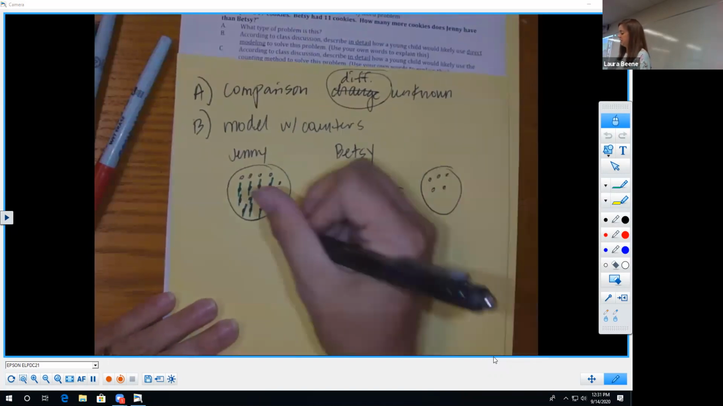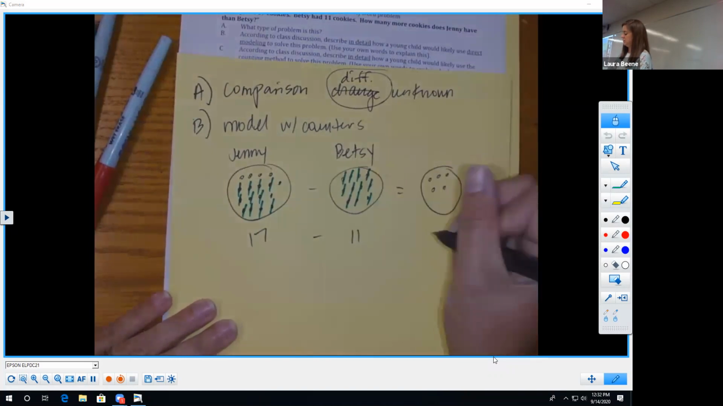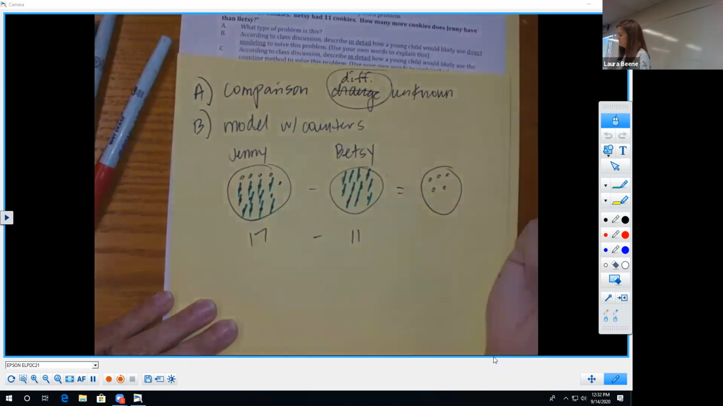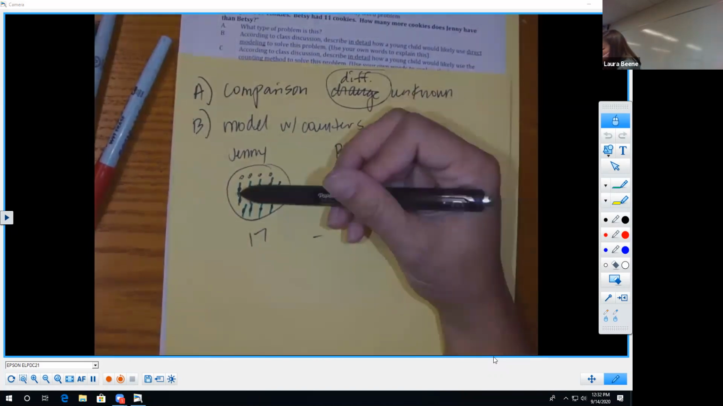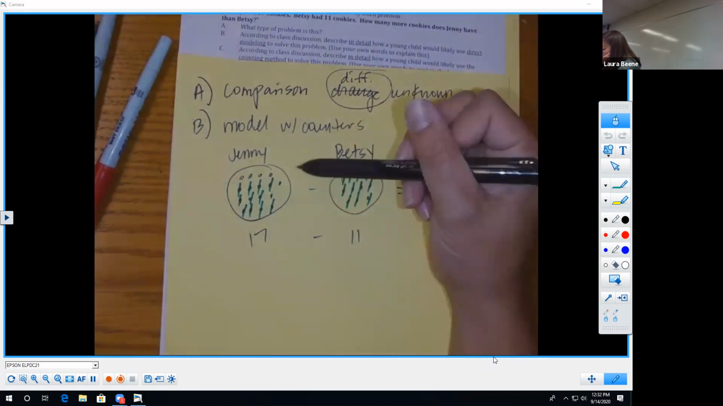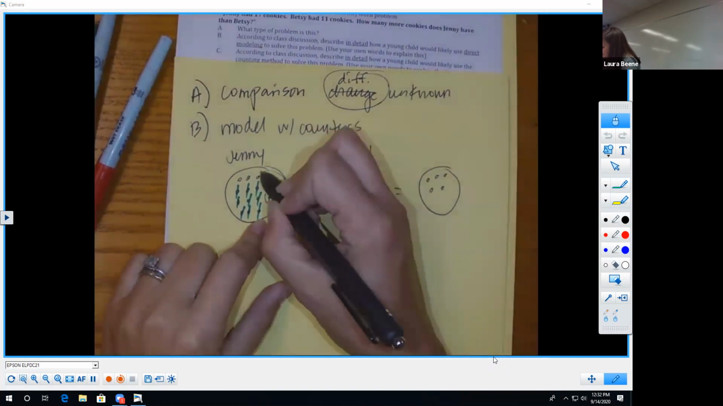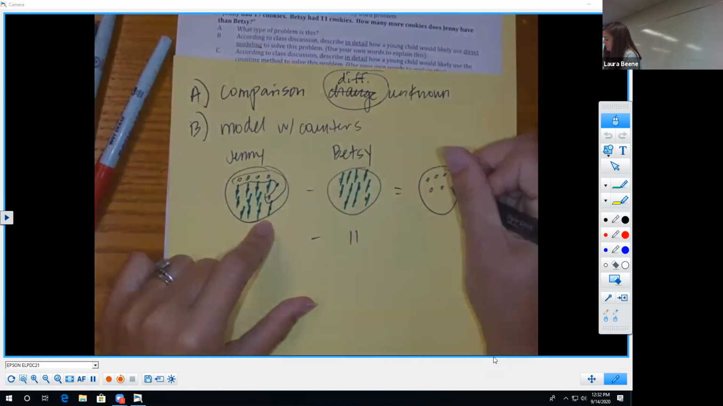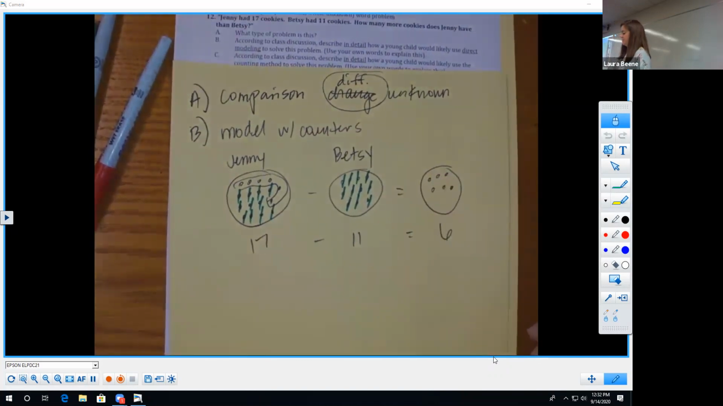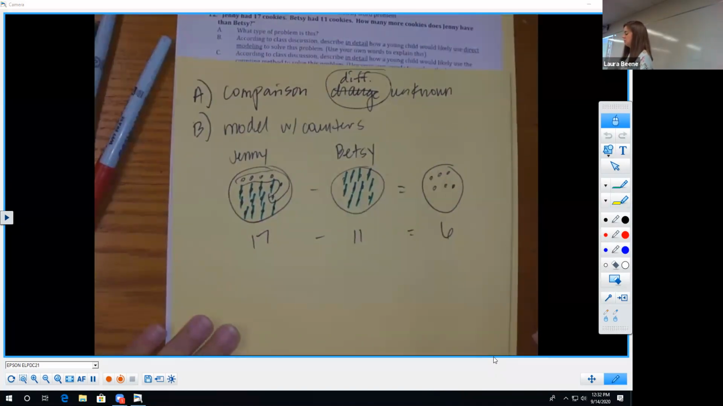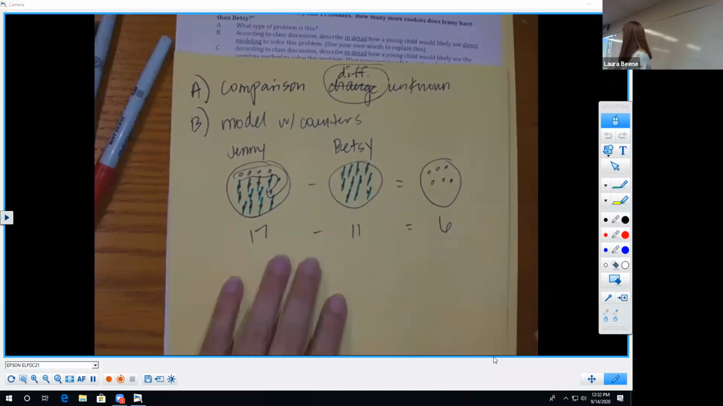So yeah, the answer would be 17 minus, I said 5. It's supposed to be 6. What did I do? Oh, here's one down here. I didn't see this one. It's supposed to be 6, there we go. Okay, so Jenny has 6 more than Betsy, and that's direct modeling.